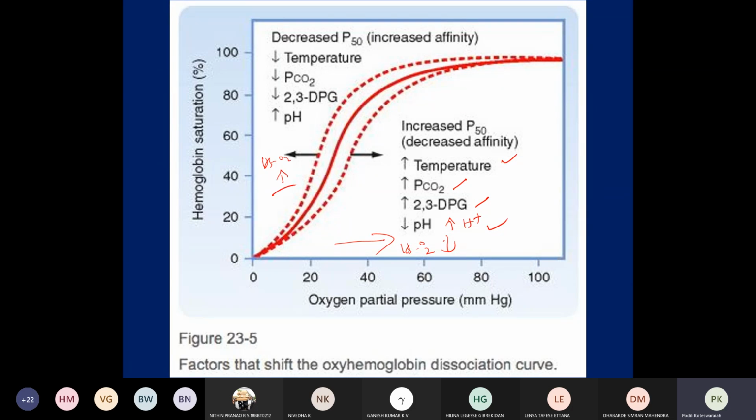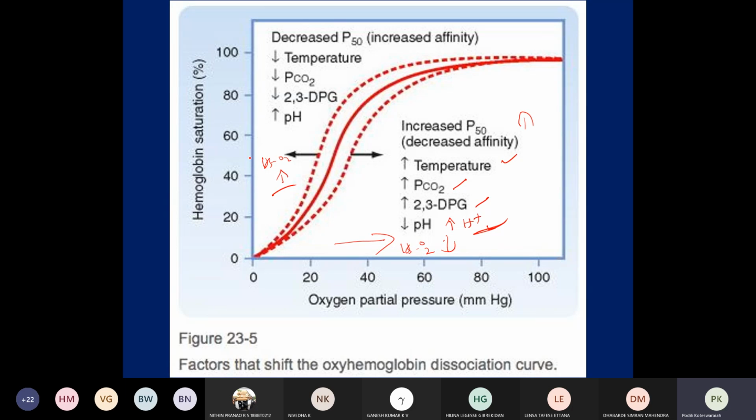So that means increased temperature, increased carbon dioxide concentration, increased 2,3-BPG, increased H plus ion concentration decreases the hemoglobin affinity towards oxygen. So all these parameters, like temperature, carbon dioxide, 2,3-BPG, and decreased pH, all decrease the hemoglobin affinity towards oxygen. As a result, the P50 value increases.